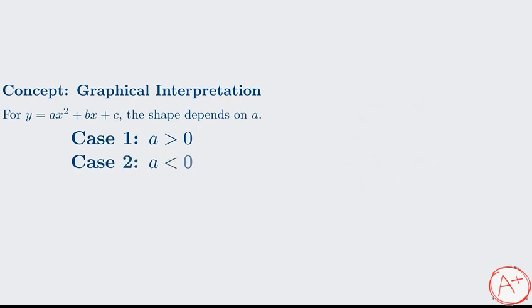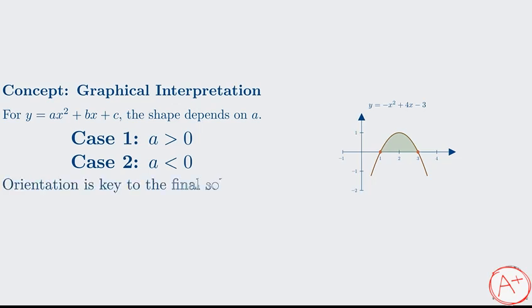If a is negative, the parabola opens downwards, forming an N shape. In this case, the behavior is reversed. The curve is above the x-axis between the roots. Identifying the correct orientation is the most important step for avoiding simple errors in your final solution.